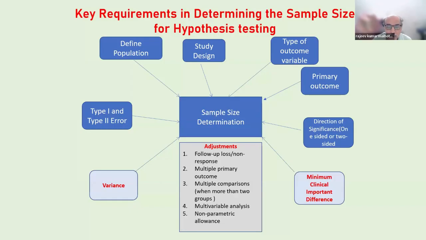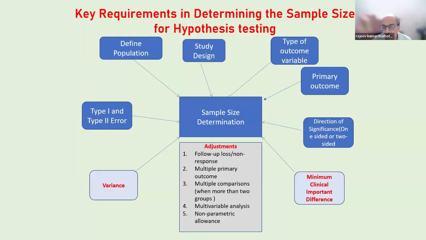Because if you double the standard deviation, your sample size will increase 4 times. So you have to take care of that. Another thing is the minimum clinically important difference. What is the minimum clinically important difference? If you are comparing one group to another group, what is the clinical value at which you can say one is better than the other, or one group is significantly different? That is the main difficulty you find.